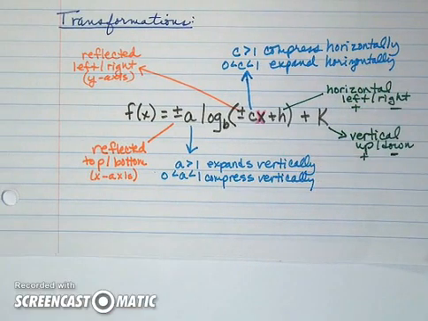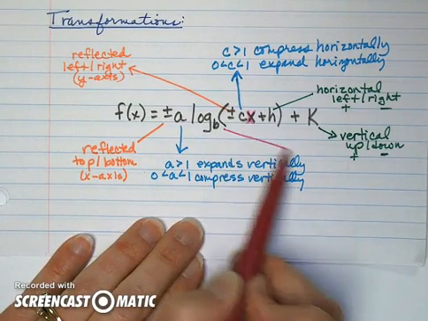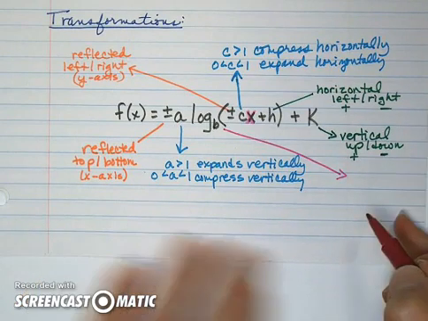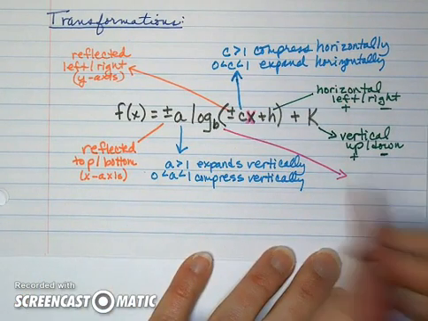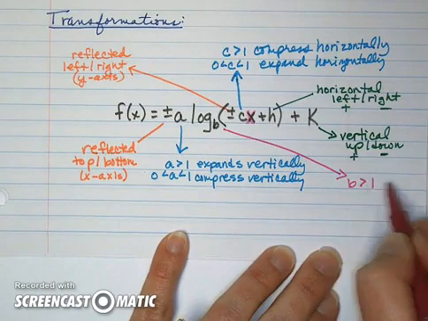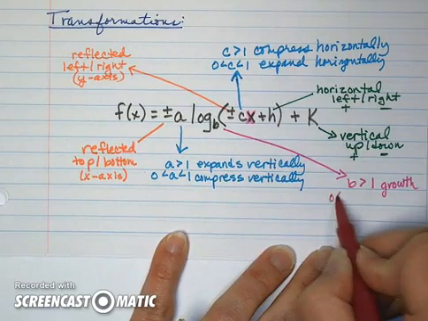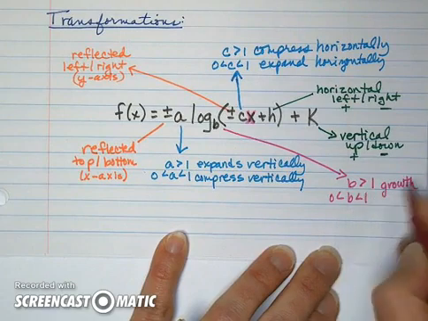Okay, we got one more. We have a new one, and that is our b. The b on the exponential was the base of the exponent. Here, the b is going to be the base of the log, right? But it's very important because this base indicates whether it is growth or decay. So if this base is bigger than 1, then you have growth. And if this base is between 0 and 1, you have decay.